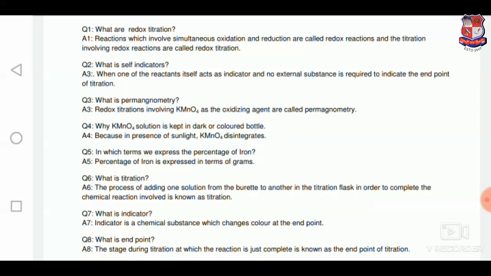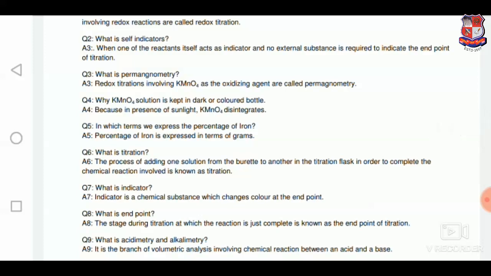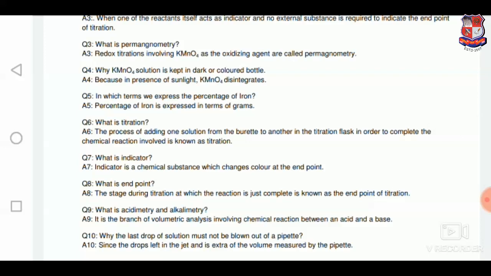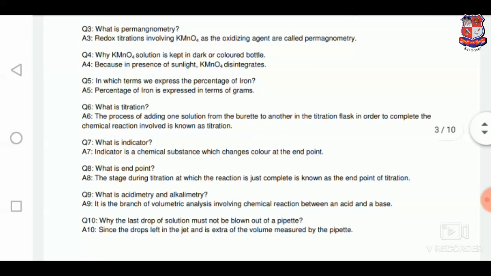What is a self indicator? When one of the reactants itself acts as an indicator and no external substance is required to indicate the end point of the titration. What is permanganometry? Redox titrations involving KMnO4 as the oxidizing agent are called permanganometric titrations. Why is KMnO4 solution kept in a dark or colored bottle? Because in the presence of sunlight, KMnO4 disintegrates. This is the main reason why we keep the KMnO4 solution in a dark or colored bottle.